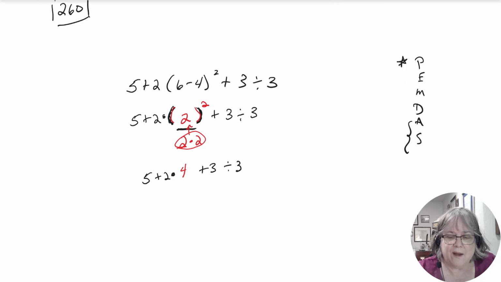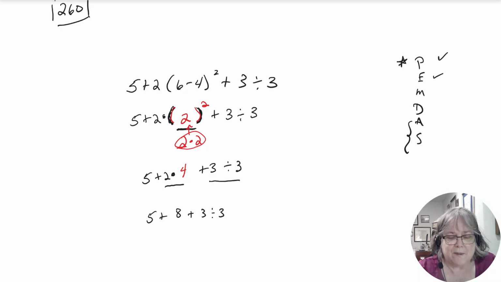So you go, okay, I've done my parentheses. I've done my exponents. Do I have any multiplication or division? Oh, yes, I do, actually. I have a multiplication here and a division there. Which one do I do first? Left to right. So I'd go 5 plus 2 times 4 is 8 plus 3 divided by 3.